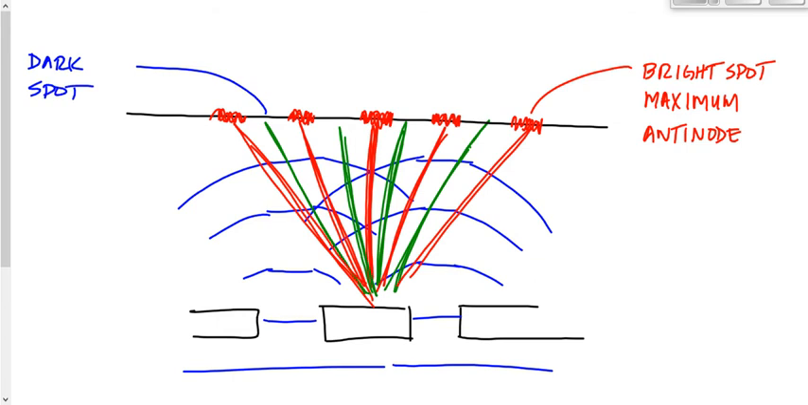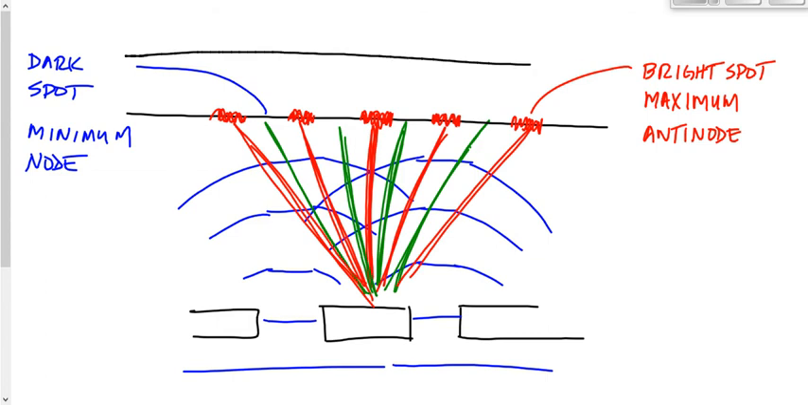Yep. A minimum. Good. Or a node. Again, used interchangeably, so make sure you recognize all three of those. Now, this is what the pattern would look like. Bright spot, dark spot, bright spot, dark spot. If we were to represent this pattern as a graph, not what we physically see, but just rather as a graph representing what we see, then we might choose to plot a graph of intensity versus position. Intensity on the y-axis, position on the x-axis.